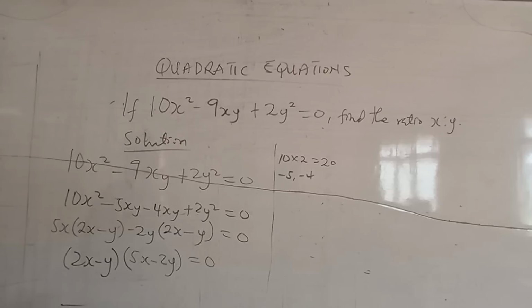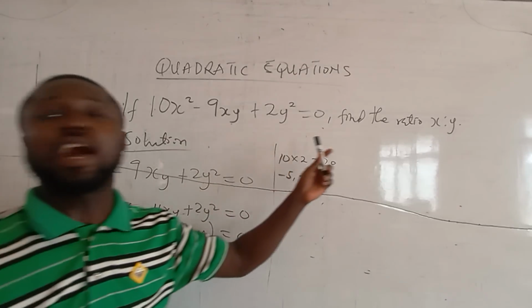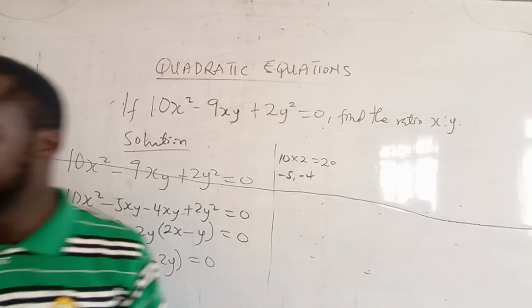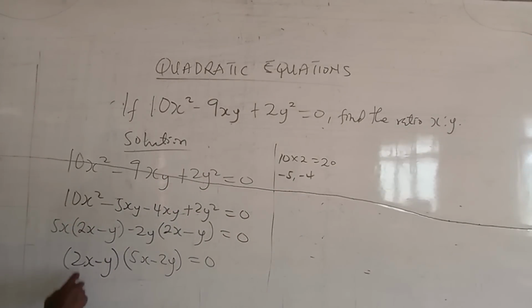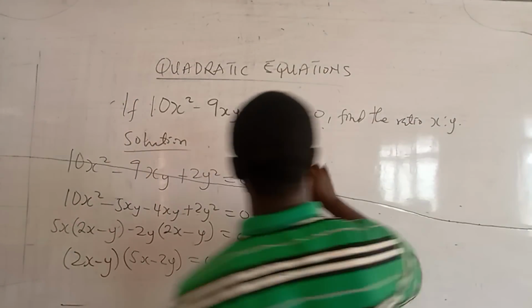However, now what is the question? The question is asking us to find the ratio x is to y. So you take this, equate it to 0, and express this as a ratio of x is to y. You take this also, equate it to 0, and express it as a ratio of x is to y. So that is what we are going to apply, and then we solve our question.